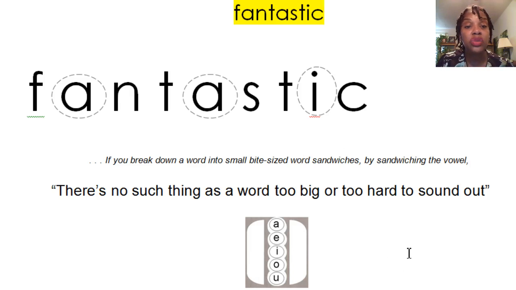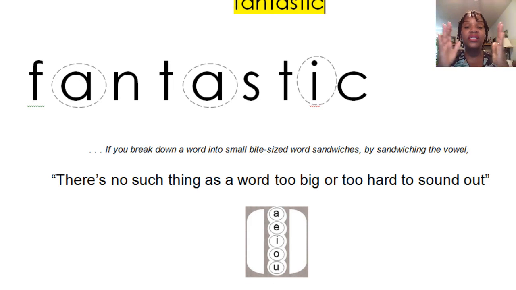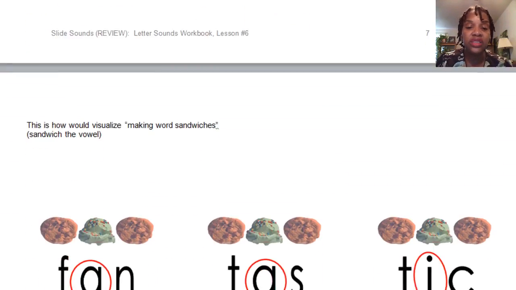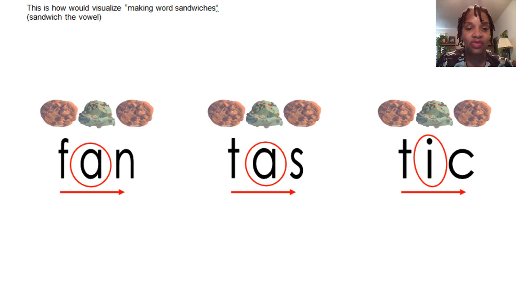So what we're going to do is find the ice cream sound, and then sandwich it between two cookie sounds. In other words, we're going to make the sandwich. I want you to imagine three word sandwiches. Every time you find an ice cream sound, you're going to sandwich it between two cookie sounds. So I want you to visualize making the sandwich. Your visualization should look something like this.